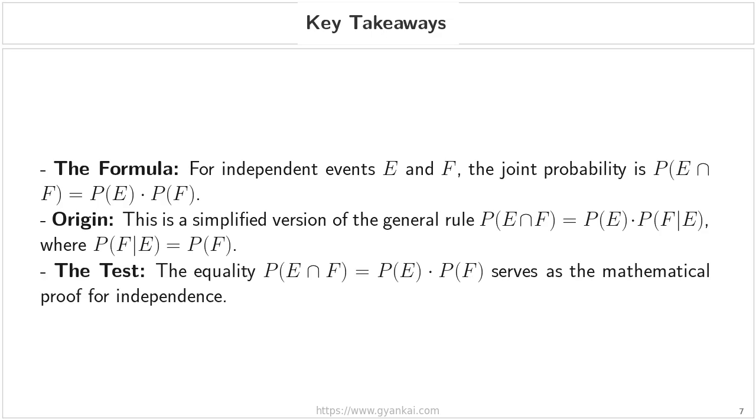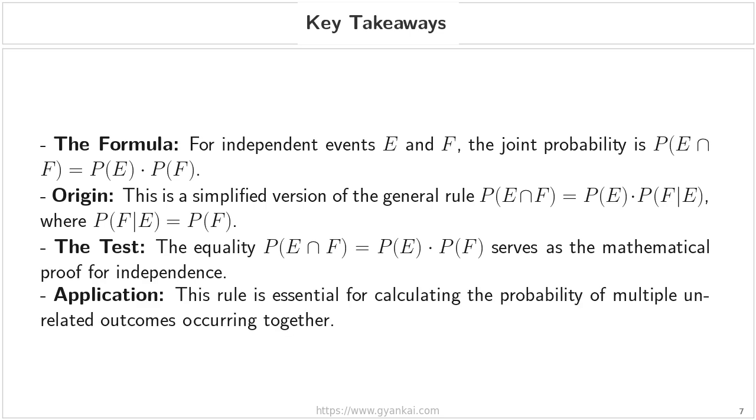Next, keep in mind that this rule serves as our primary mathematical test. If you are ever unsure whether two events are truly independent, you can use this equality as a proof. If you calculate the product of the individual probabilities and it exactly equals the probability of their intersection, you have mathematical proof that the events are independent. If they don't match, they are dependent.